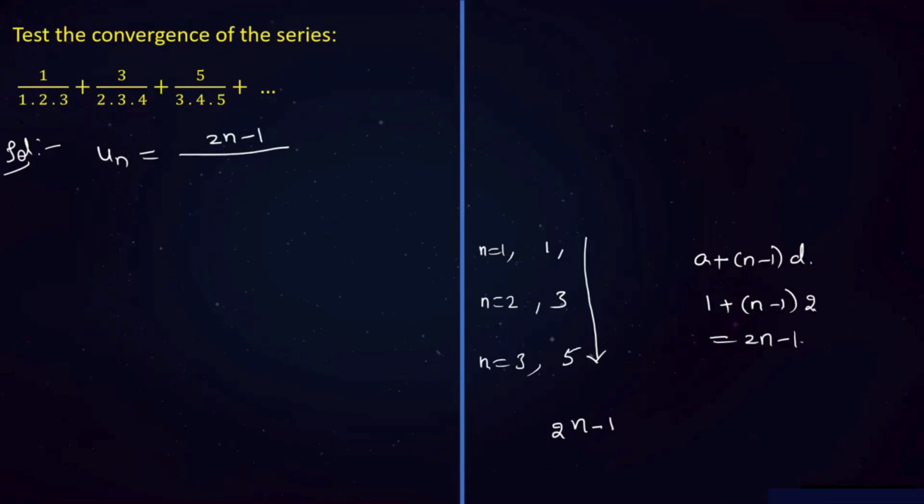Now look at the denominator. Look at only the first terms, because they are in product in the denominator: 1 into 2 into 3. Next term, 2 into 3 into 4. Then, in the third term, we have 3 into 4 into 5, and so on. Now, if you only look at the first term in this product of the denominator, in the first term, we have 1.